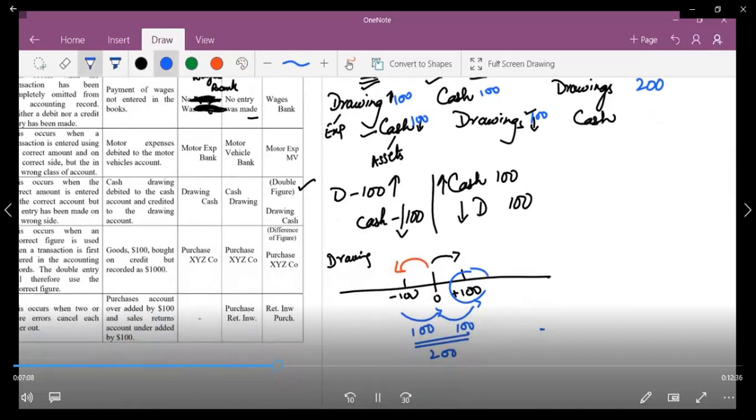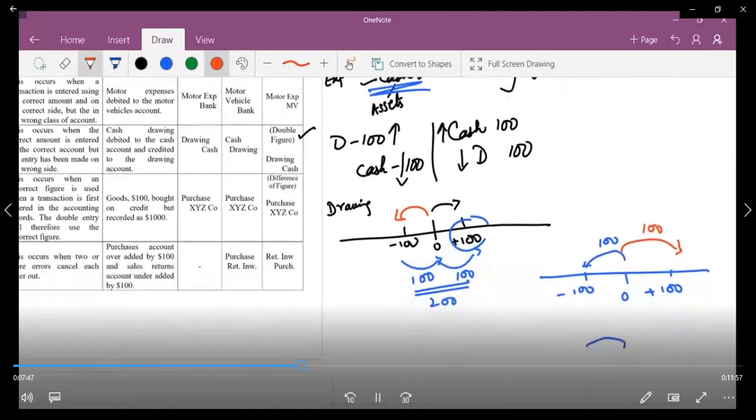The next is cash. Now let's talk about the cash here. In cash, we have 0, minus 100, and plus 100. Here, beta, the amount was supposed to be decreased by 100 because the cash has decreased by 100. But by mistake, we increased the cash by 100. So originally the amount was supposed to be minus 100, but now it has become plus 100.